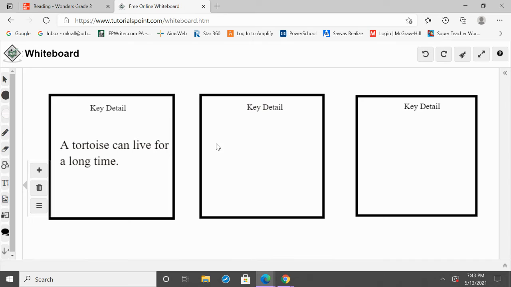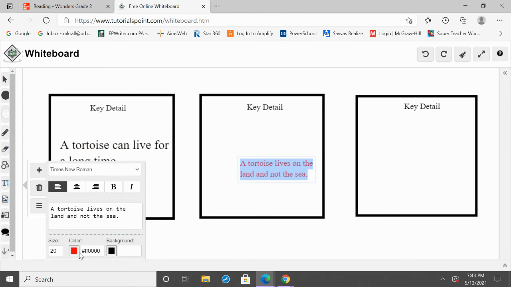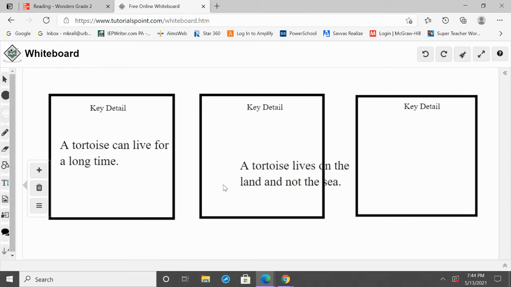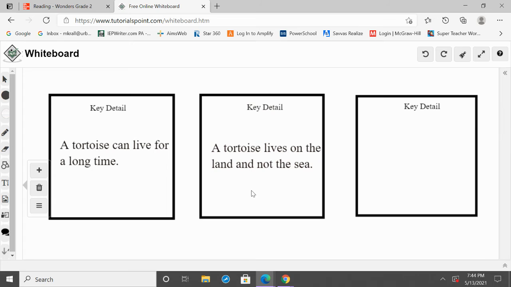So for our second key detail, we're going to put that a tortoise lives on the land and not the sea. That is an important detail, a key detail that the poet wanted us to learn. A tortoise lives on the land and not the sea. Super duper important. So if you want to go ahead and pause me so you can write that, you may. And then unpause me when you're ready for our last detail.